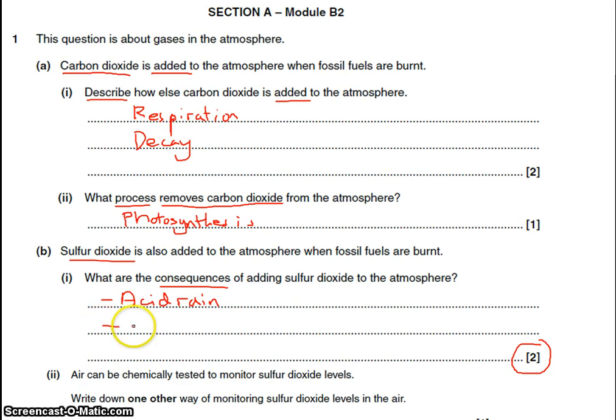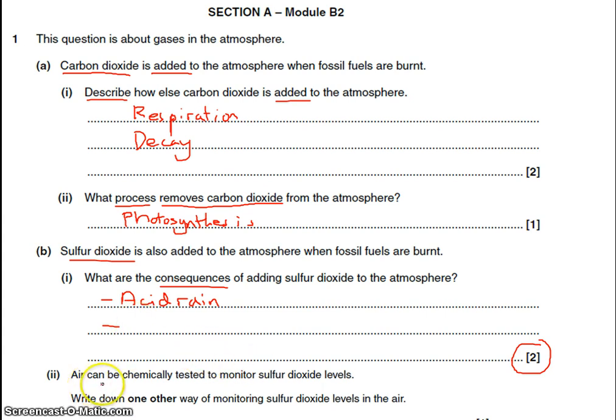So you could have had a whole load of things for this. You could have had weathering, erosion on buildings, increase the rate of rusting, corrosion of metals, damage to crops, death of plants, death of fish, acidification of lakes, acidification of soil, damage to the leaves, wearing away limestone, anything like that would have given you your second mark.